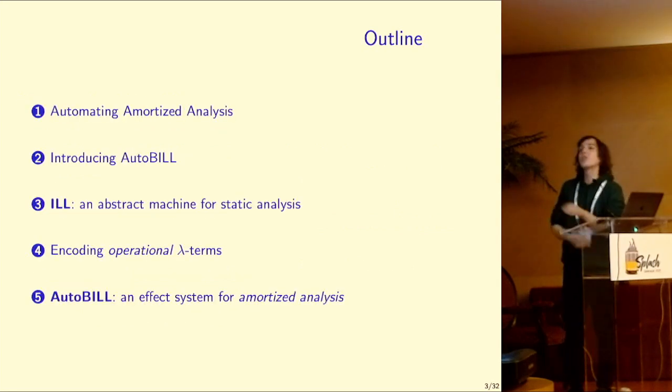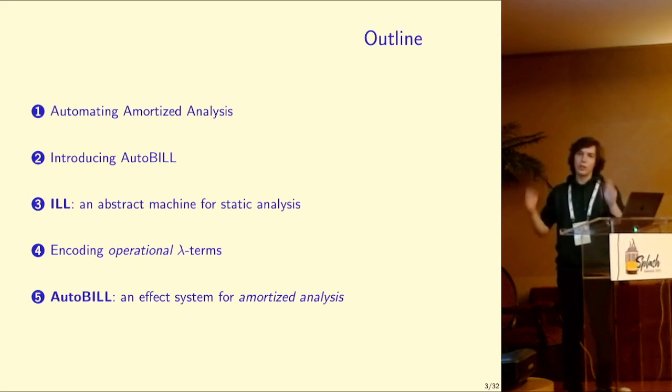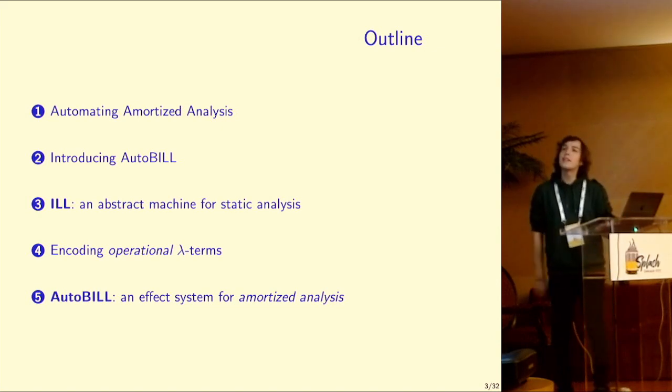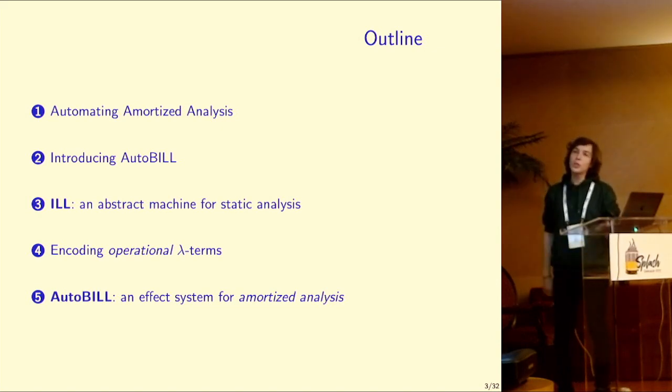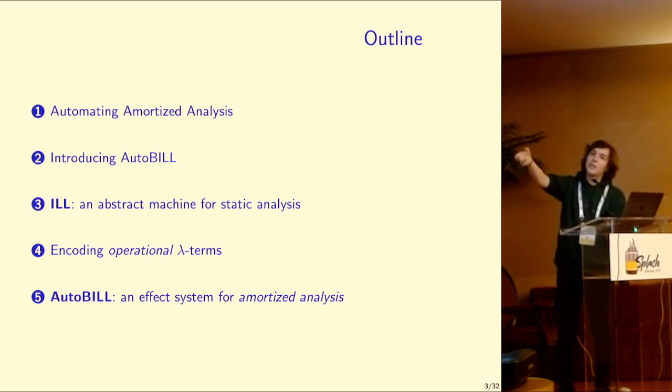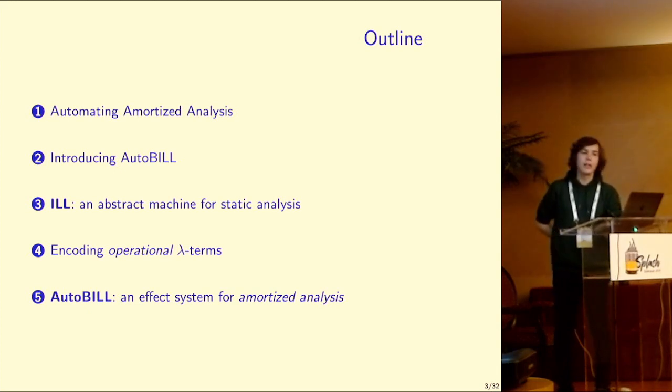So what we're going to talk about is first what are the main techniques for resource analysis that we're going to use, and we're going to present our tool in a general sense. Then we're going to talk about the abstract machine as is, then how to encode more traditional programming languages in the machine, and then give an overview of what everything looks like at the end.